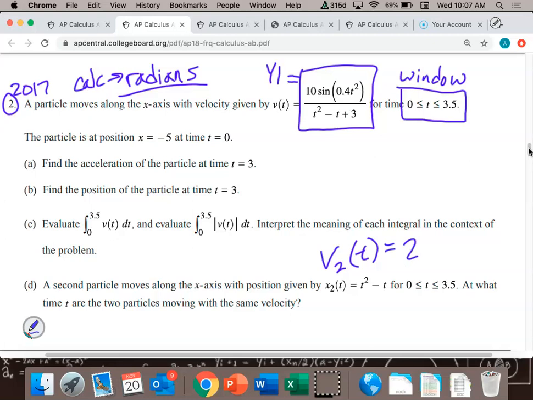It's just 2t minus 1, right? Like it takes 2 seconds. Okay. So now you've got this velocity function and this velocity function, and you're going to have to find where they're equal to each other.